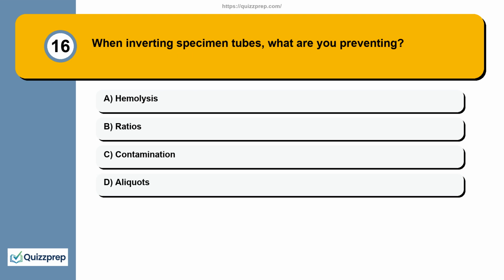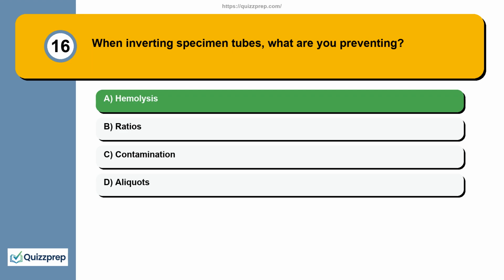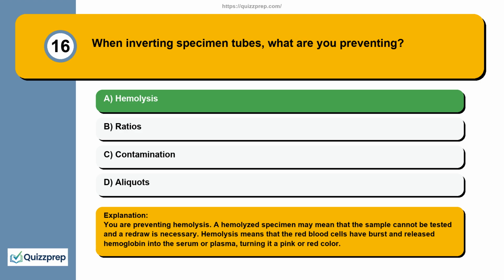Question 16. When inverting specimen tubes, what are you preventing? Hemolysis, ratios, contamination, aliquots. You are preventing hemolysis. A hemolyzed specimen may mean that the sample cannot be tested and a redraw is necessary. Hemolysis means that the red blood cells have burst and released hemoglobin into the serum or plasma, turning it a pink or red color.